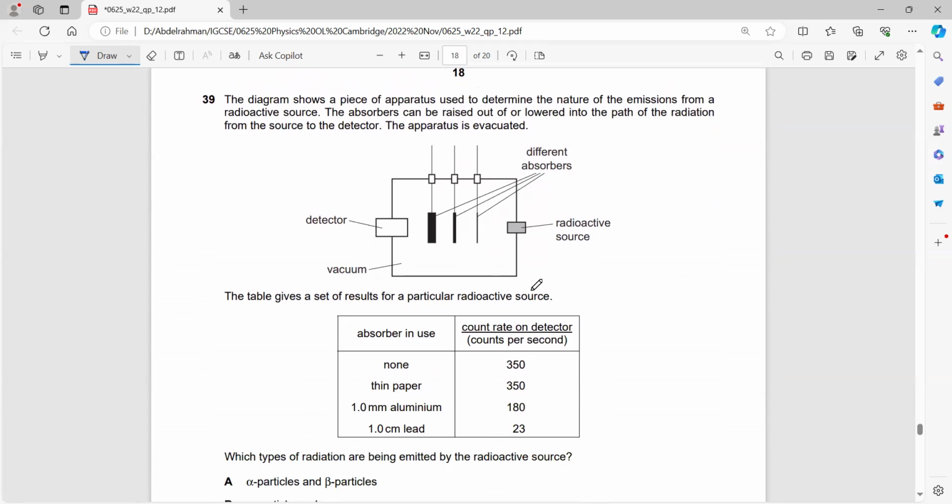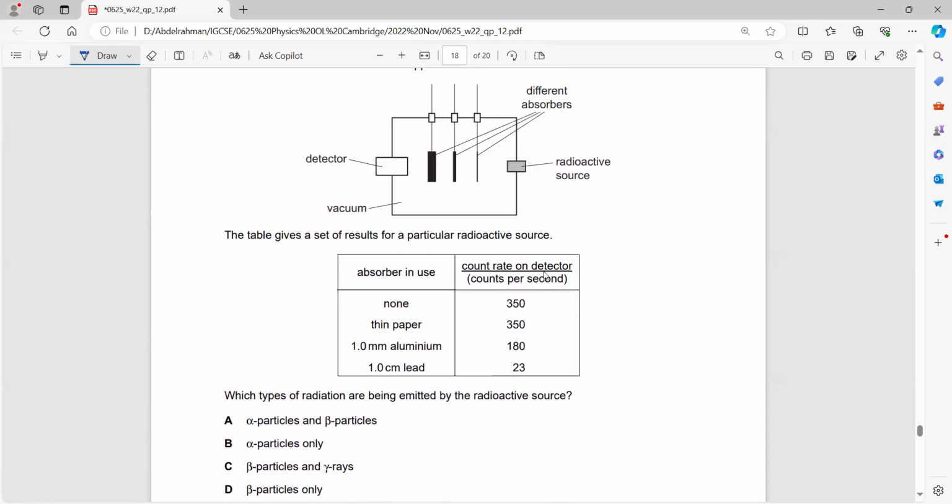The diagram shows a piece of apparatus that can be used to determine the nature of the emissions from a radioactive source. The absorbers can be raised out or lowered into the path of the radiation. The apparatus is evacuated. The table shows the radioactive source and different absorbers: thin paper, aluminum, and lead. Which types of radiation are being emitted by the radioactive source?